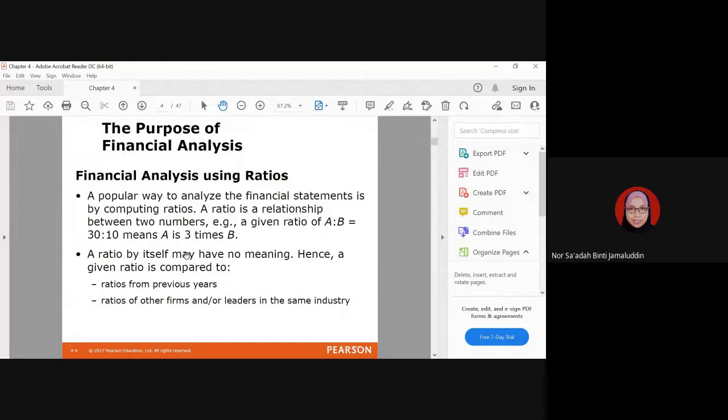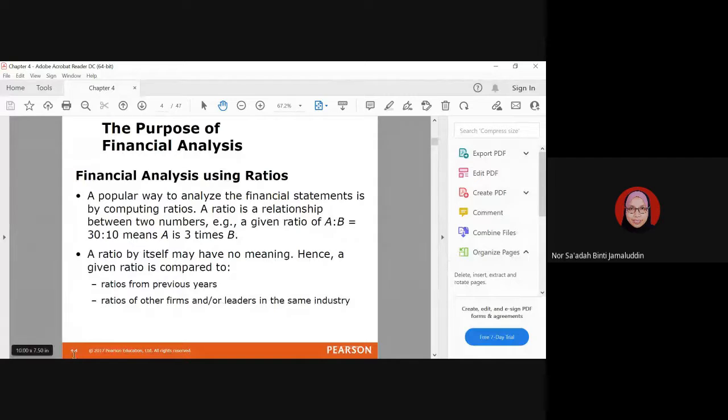This is a popular way to analyze the financial statement, by computing ratios. This is one of the financial tools to know the situation of the company in their financial position. Okay, a ratio is a relationship between two numbers. Example, a given ratio of A and B equal to 30 and 10 means A is 3 times B.